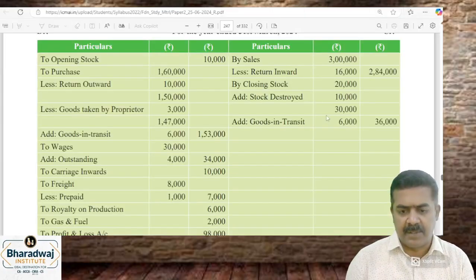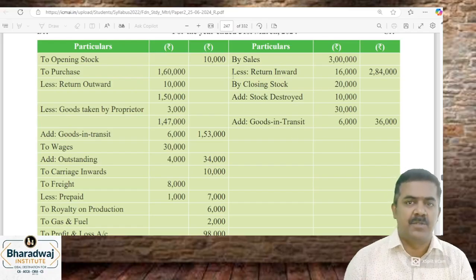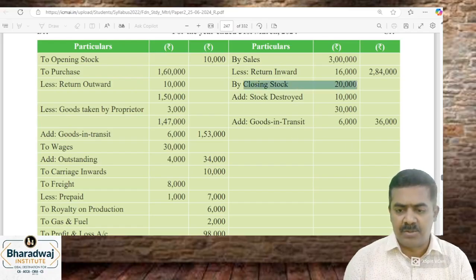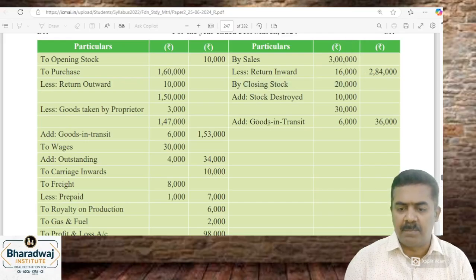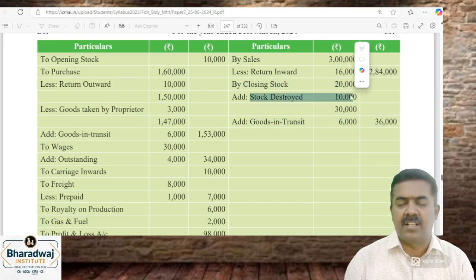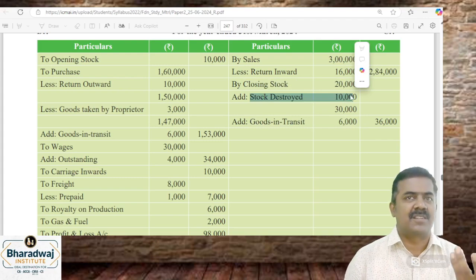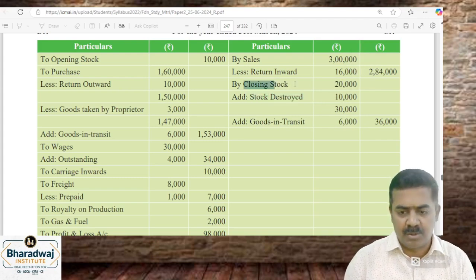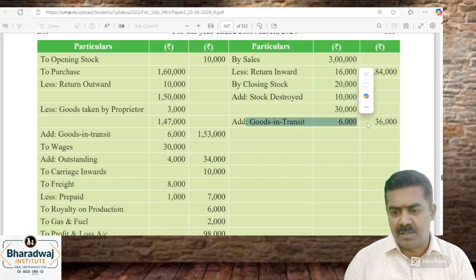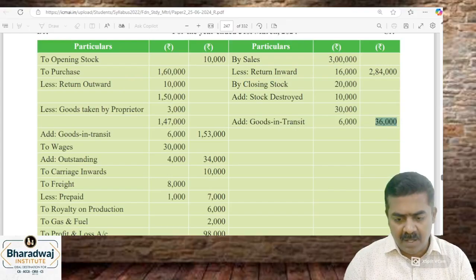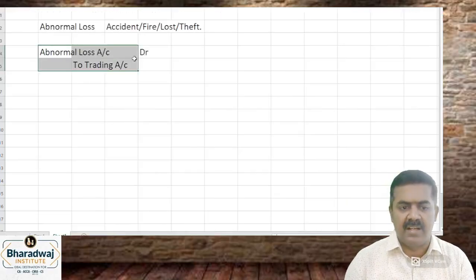Actually, they have made a mistake. They should not add the stock destroyed to closing stock. They should put the abnormal loss separately. Closing stock will be 20,000 plus 6,000, 26,000 now. Closing stock should be 20,000, plus purchased goods not delivered 6,000, 26,000 now. Abnormal loss we will credit separately in the trading account.